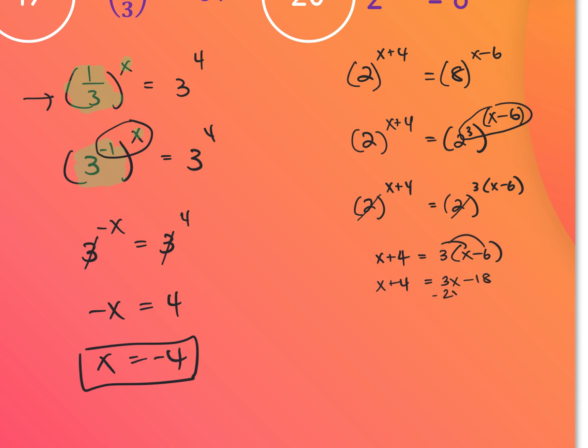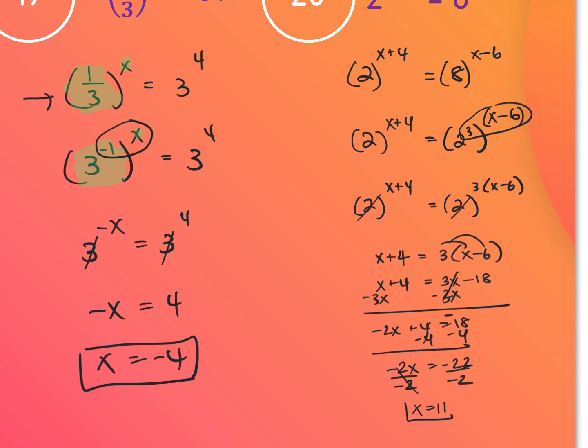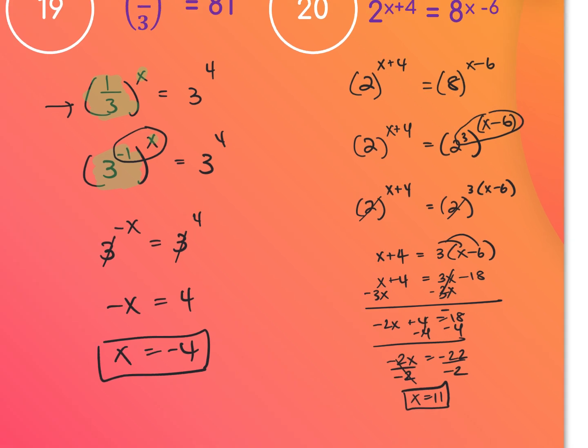I can do minus 3x, right? That's going to leave me with minus 2x plus 4 equals negative 18, sorry. Then I'm going to subtract 4 from both sides. I'm going to get minus 2x equals minus 22. And I'll divide by minus 2, and I'll get x equals positive 11. So that works. Okay, so x is positive 11.